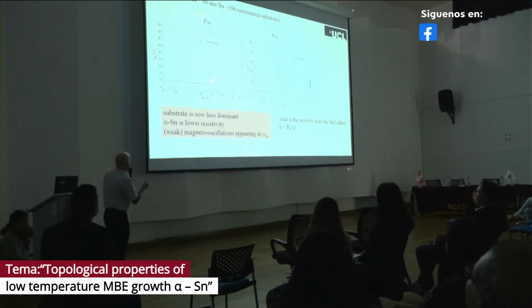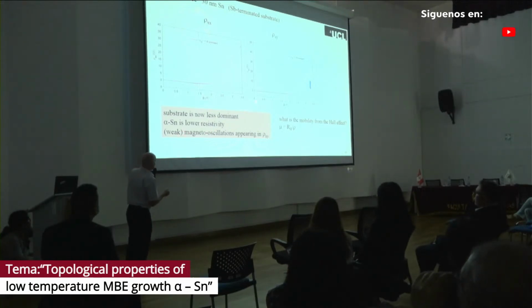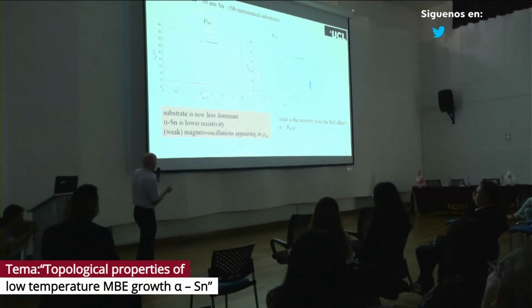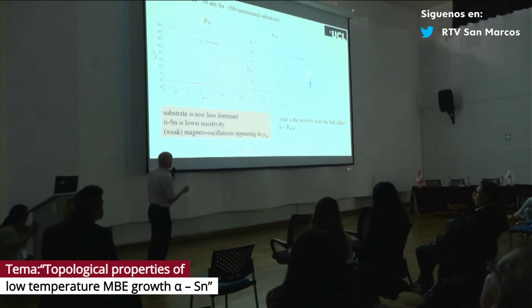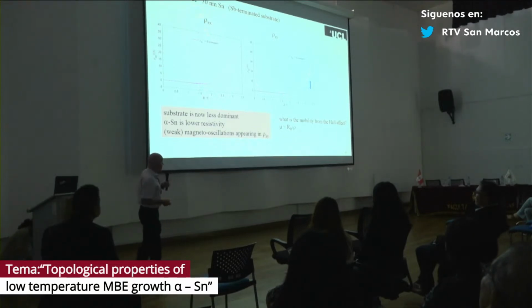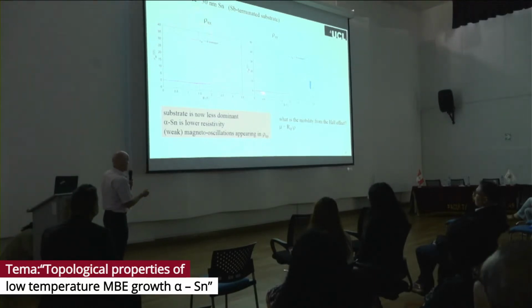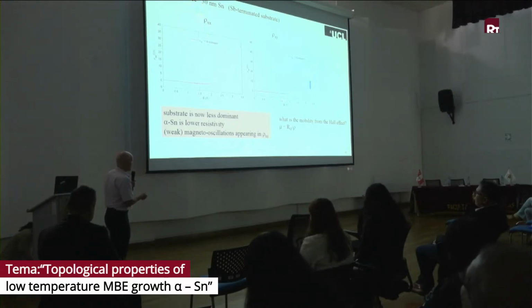substrates, they're starting to show much more interesting behavior because, well, this is rho XX, not so interesting. In rho XY, we're starting to see oscillations. We're not seeing a quantum Hall effect. This resistance is far too far below h over e squared to be quantum Hall effect. So it's not quantum Hall effect.